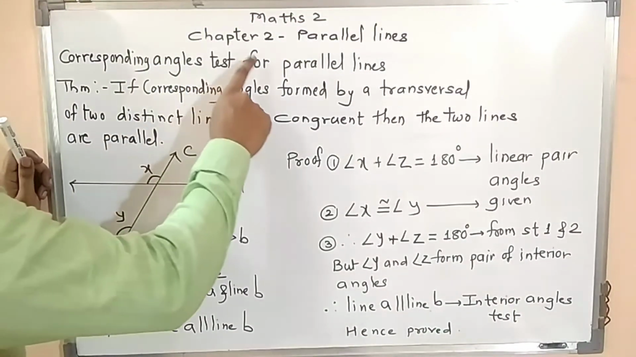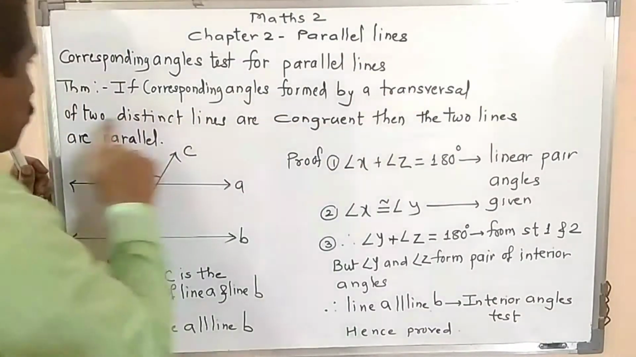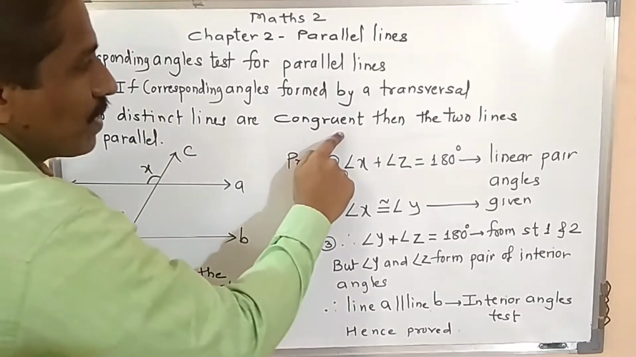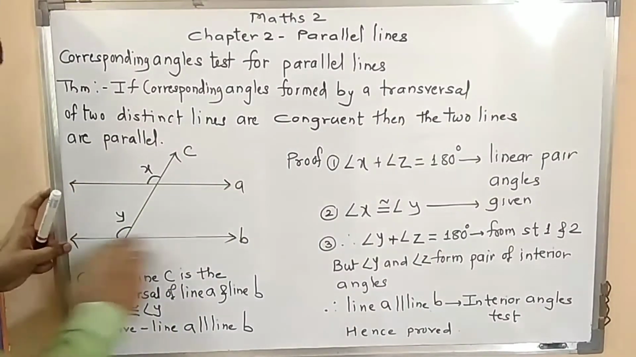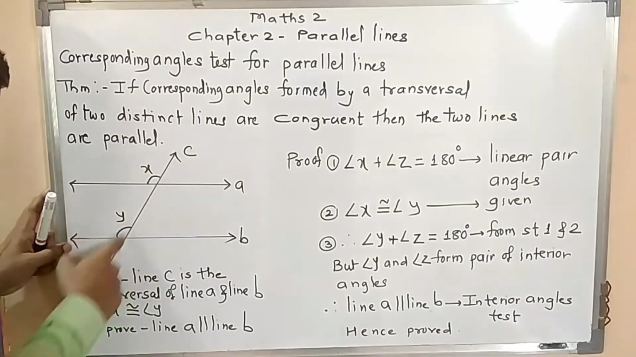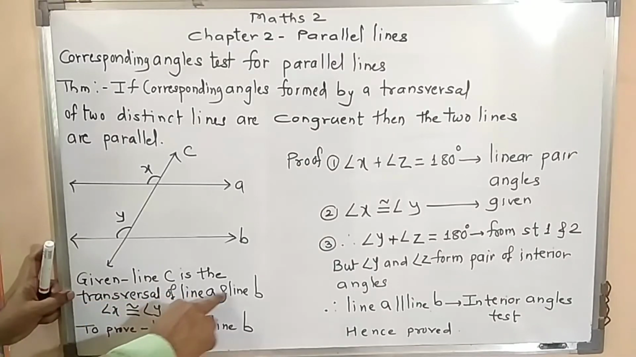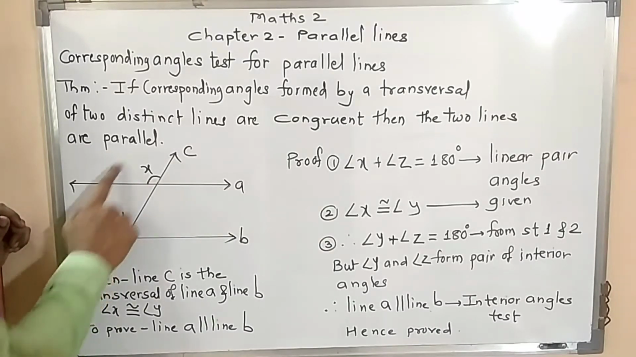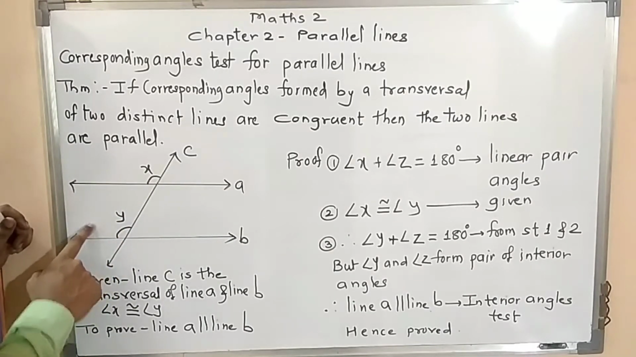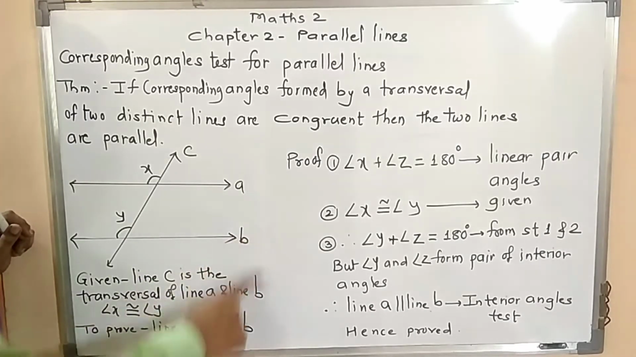Corresponding angles test for parallel lines. Theorem: if corresponding angles formed by a transversal of two distinct lines are congruent, then the two lines are parallel. Here, line A, line B, two distinct lines. Line C is the transversal. Given, line C is the transversal of line A and line B. This is angle X, this is angle Y. What type of angles are these? These are corresponding angles, and it is given that corresponding angles are congruent. Angle X is congruent to angle Y. This one is given. I have to prove line A is parallel to line B.